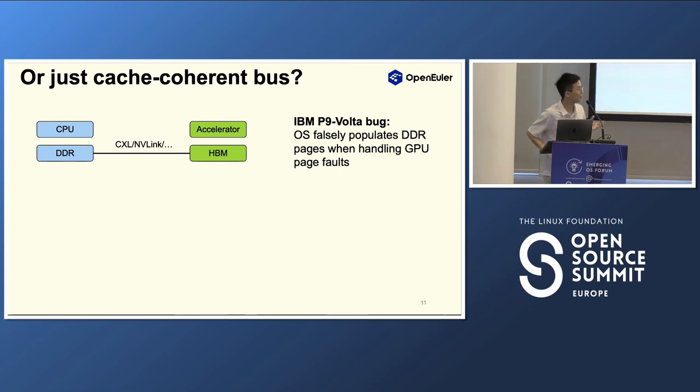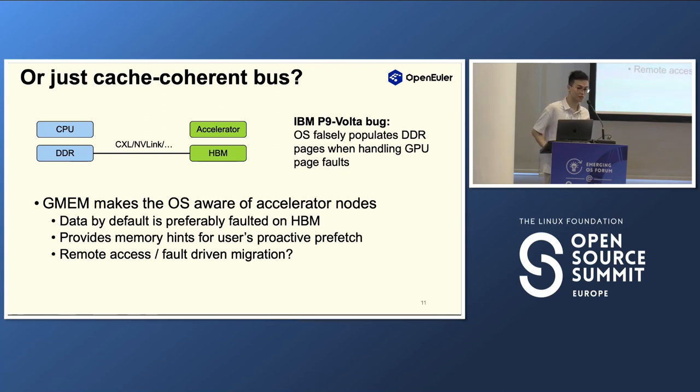But here is a terrible bug that I learned when I worked at NVIDIA. It was reported by IBM, because NVIDIA sells the hardware to IBM. They collaborated with IBM and built this supercomputer that connects both the P9 CPU and the Volta GPU with NVLink. And the bug basically says, when I trigger a page fault from my GPU node, the operating system populates CPU's DDR pages corresponding to that GPU page fault. So your GPU then continues to use the slow bandwidth from the CPU node. And that's a terrible bug. And it's only because the operating system is not aware of the GPU node.